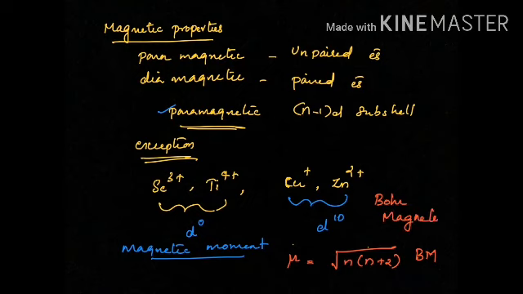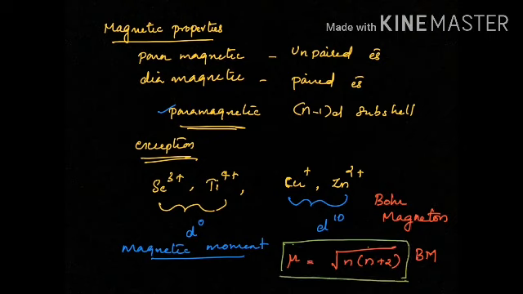So we can calculate the magnetic moment of these elements using the formula mu is equal to root of n into n plus 2, where the unit is Bohr magneton and n is the number of unpaired electrons in that particular element, the small letter n.